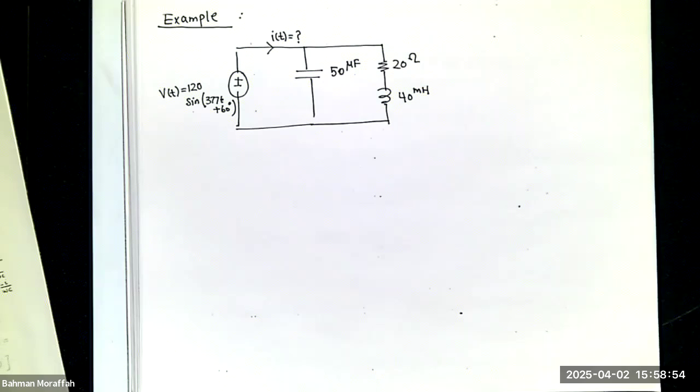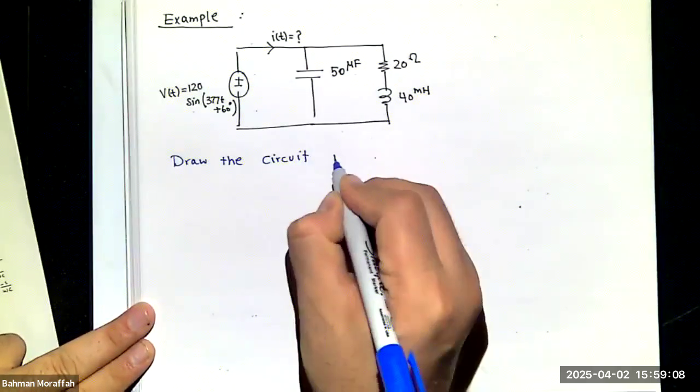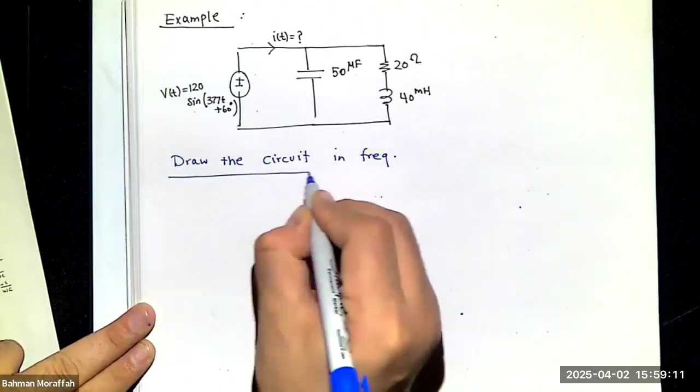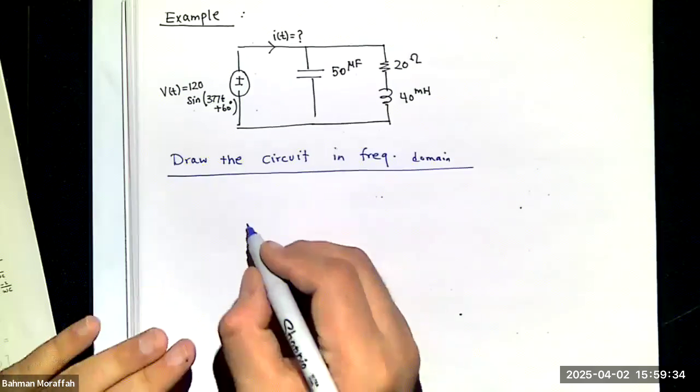Yes? 377t plus 60 degrees. Yes. All right. So let's draw this in frequency domain. How do I draw a circuit in frequency domain? It's exactly the same circuit. The only thing that changes is the values. If I have sources, I have to replace the sources by the phasor representation. So my circuit is exactly the same.